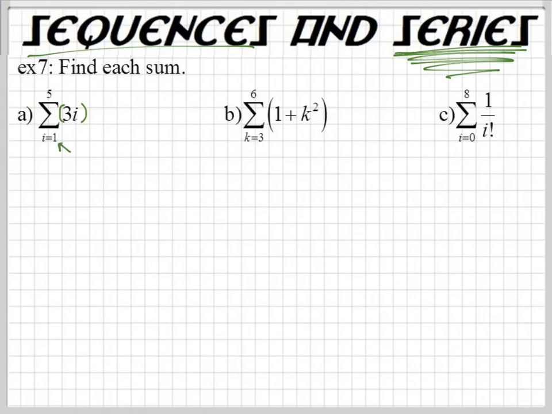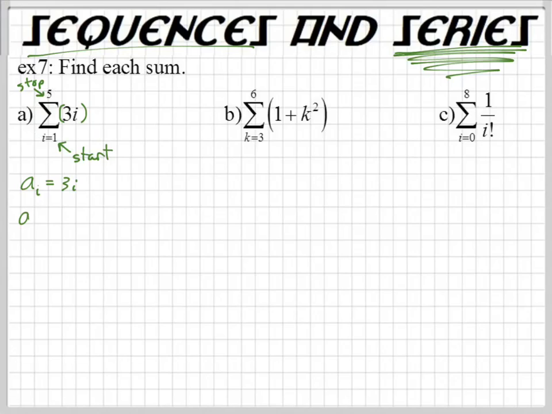Right here is your starting point. That's where you start. And right here is where you stop. Let me explain this a little further. This is representing a series, but what is the sequence that it's adding together? Well, we can find our sequence by looking at the 3i. Let's say a sub i equals 3i.